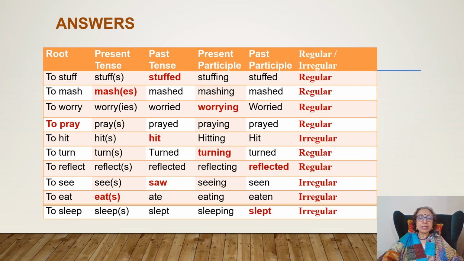Then you have to see. Missing was past tense. The form is saw. And since the forms are see, saw, and seen, it is an irregular verb. Then eat, we have the present tense missing. So we have two forms in the present tense, eat and eats. It is an irregular verb because we have eat, ate, eaten. Then you have sleep, where the past participle is missing. It is slept. And since sleep, slept, slept, it is irregular. So in this way, I hope you've completed the exercise and got them all right.